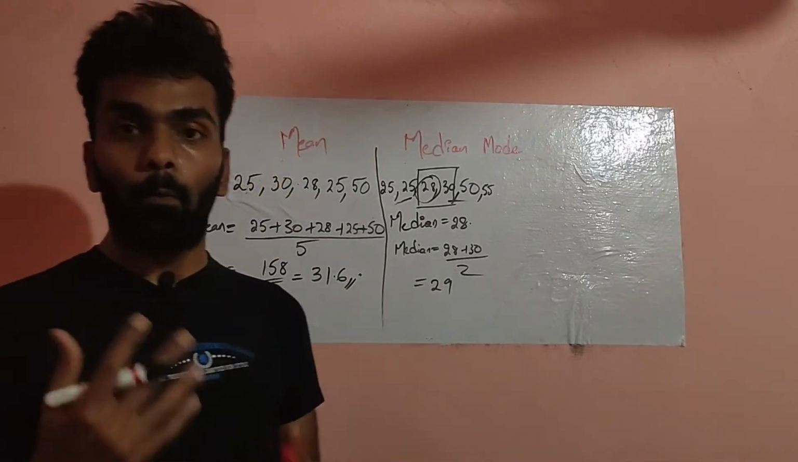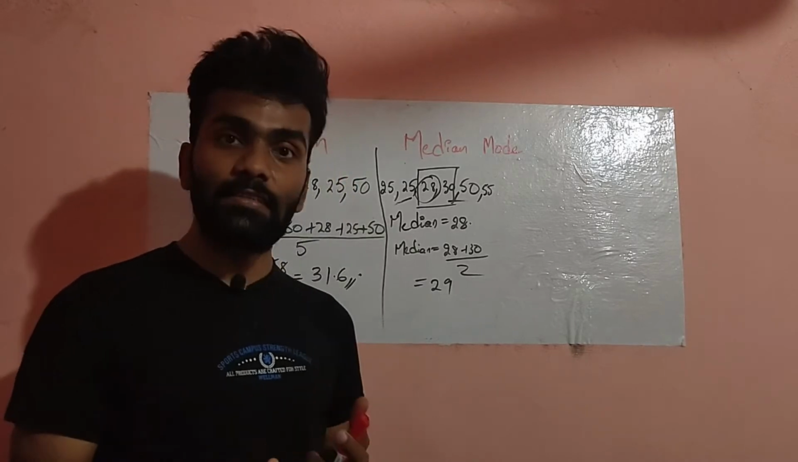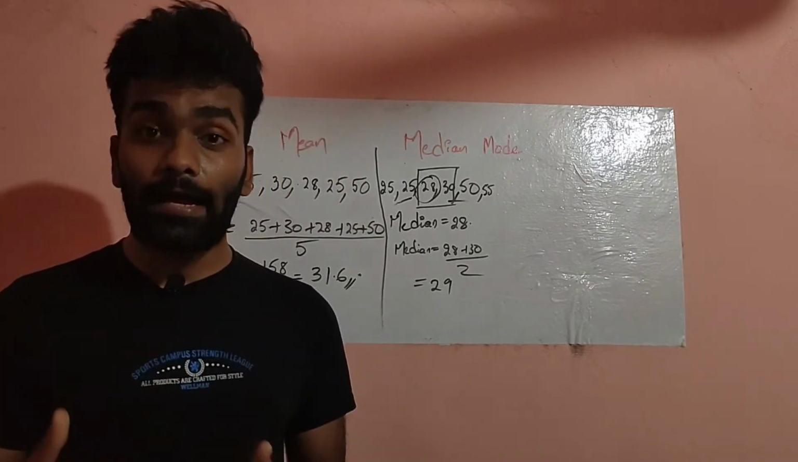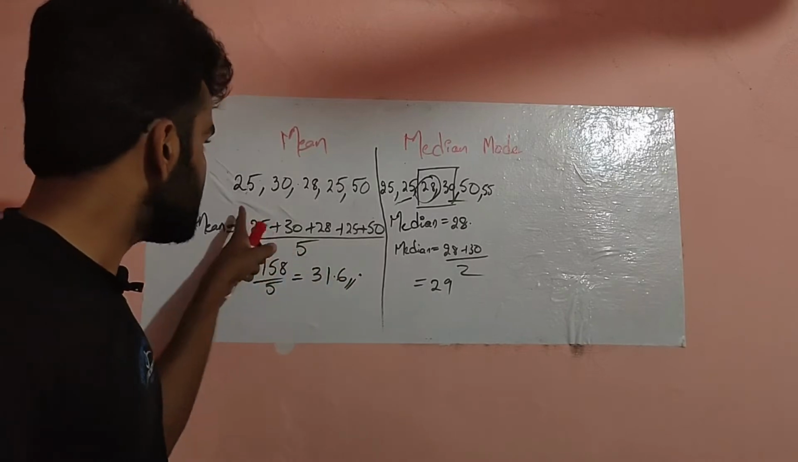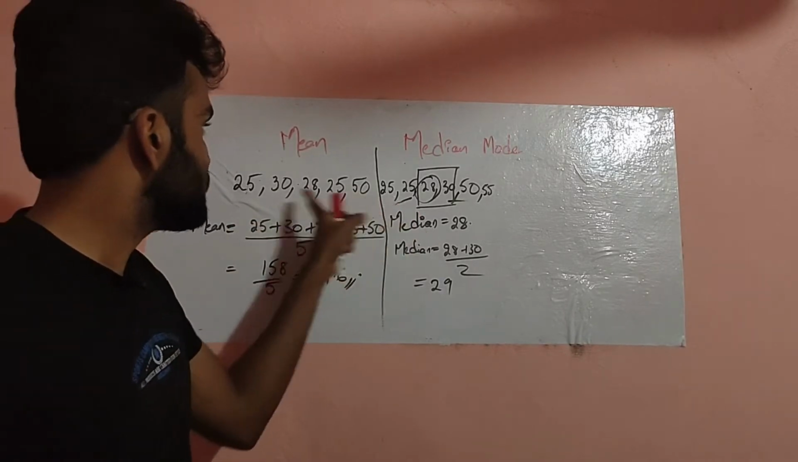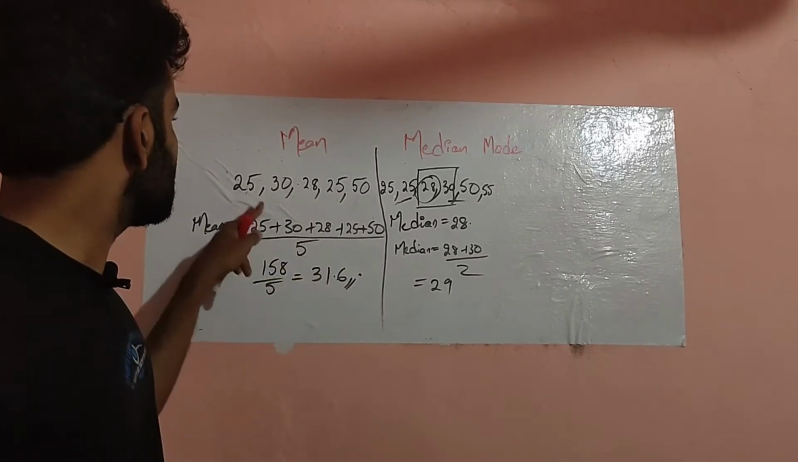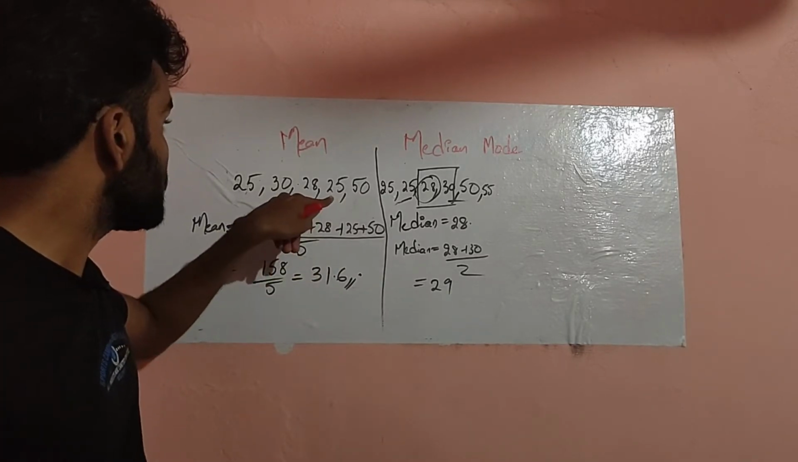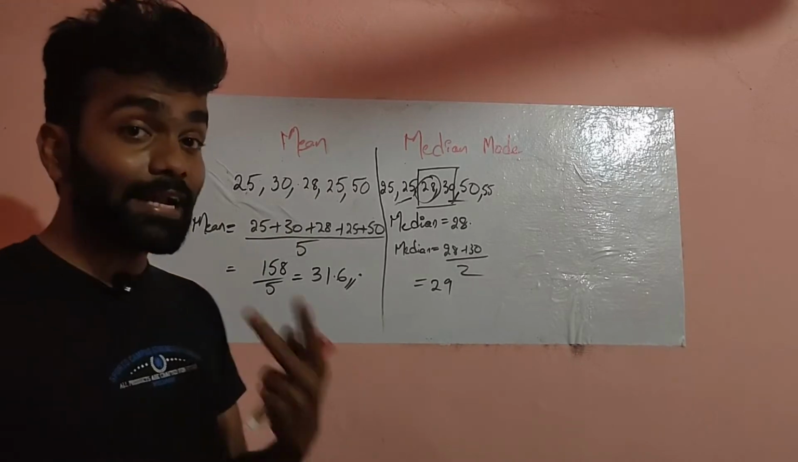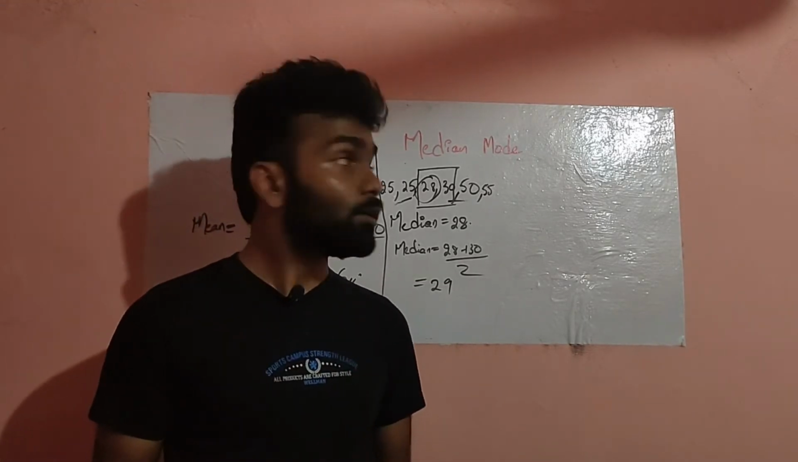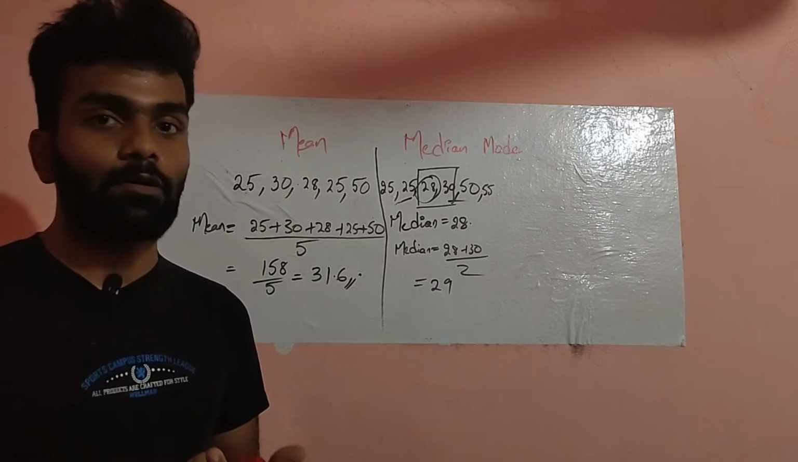And similarly mode. So mode is the most frequently occurring value. So if you take this data, what's the most frequently occurring value, right? So you can see here we have 25 repeated two times. So that's the most frequently occurring value, right? So then the mode will be 25.